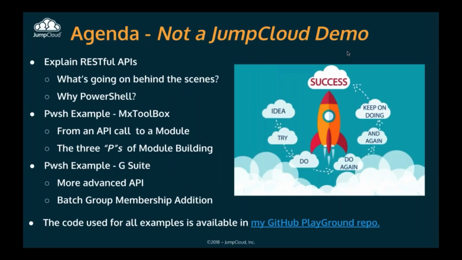We're going to start by explaining RESTful APIs and really what's happening when we make interactions on websites or when we interact with cloud providers. We're going to go through some examples of using APIs and use MXToolBox to show us how an API works. We're going to look at some examples of how we can do an API call and convert a function into a module. We'll also look at some more advanced examples of PowerShell APIs and how we can take a challenge like adding users to a G Suite group and use PowerShell to automate this.